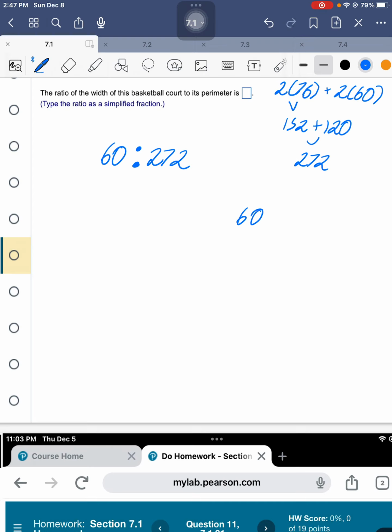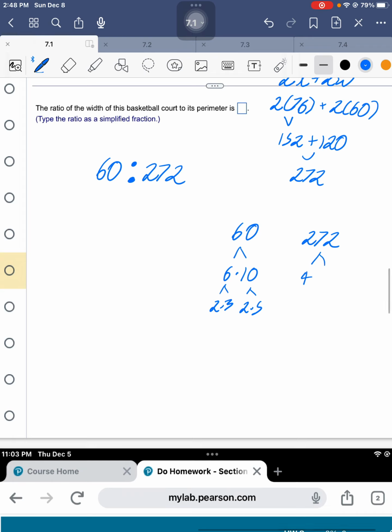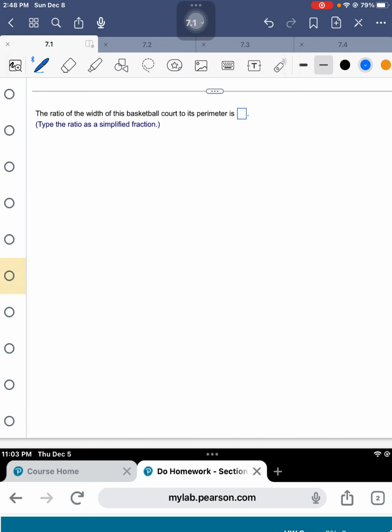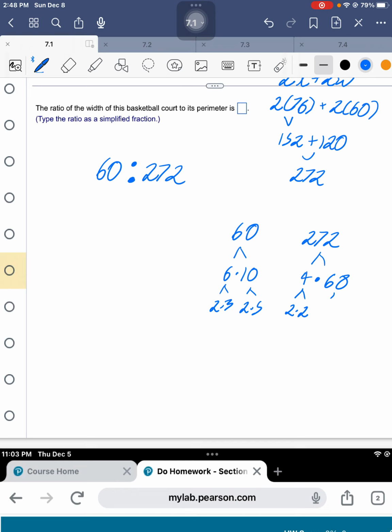So 60 and 272. This is 6 times 10, 2 times 3, 2 times 5. This is 4 times 68, 2 times 2, 4 times 17, 2 times 2. So now we've done all of our prime factors. So now let's see which ones are in common. Is there a 2 here and a 2 here? Yeah. So my greatest common factor is gonna be 2 times something else.